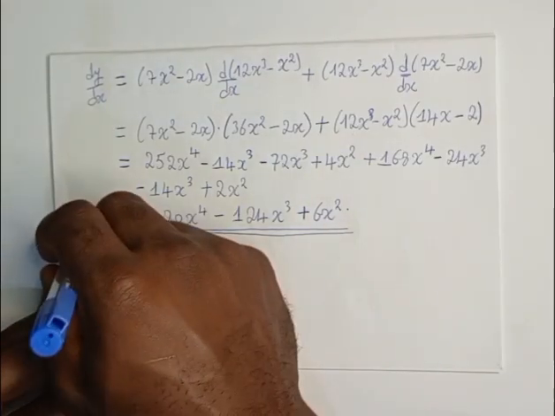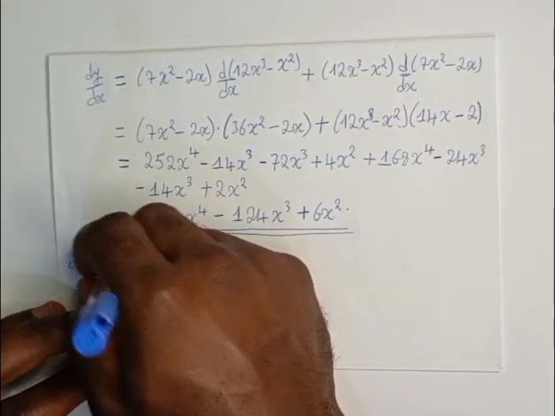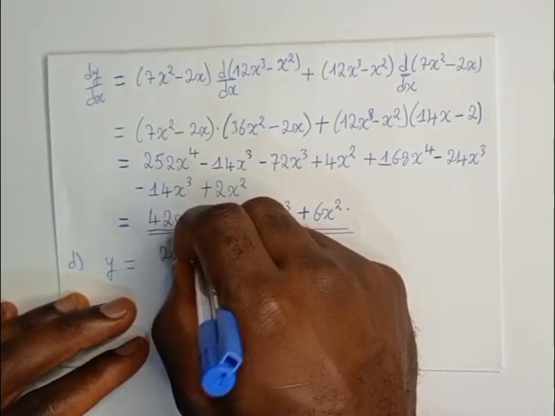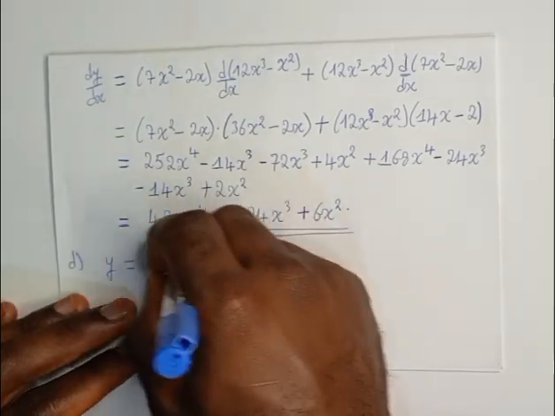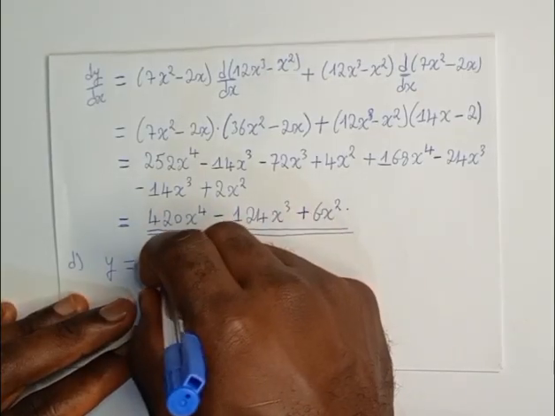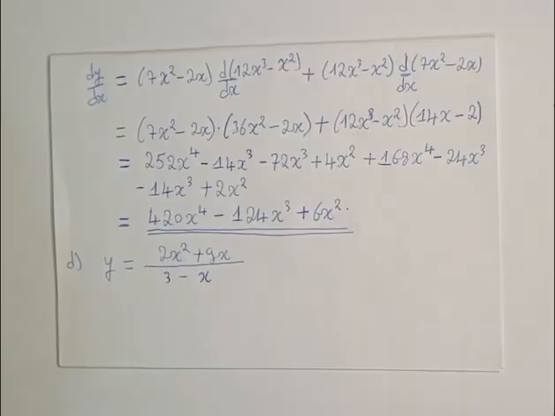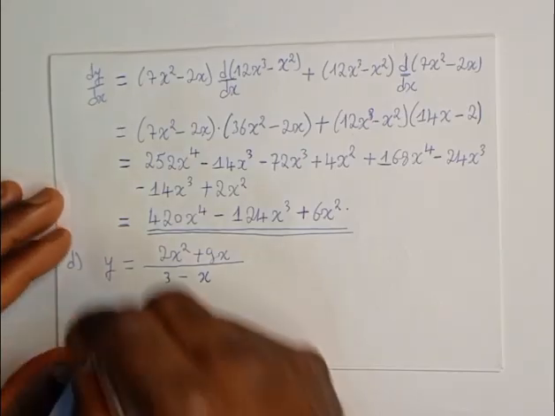We move now to question D. For D, we have y equal to 2x squared plus 9x all over 3 minus x. You see, in this case, y is a quotient of two functions. And for us to differentiate the function y, we are going to make use of the quotient rule of differentiation.